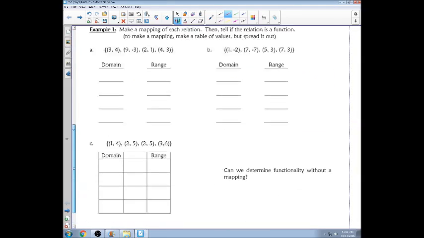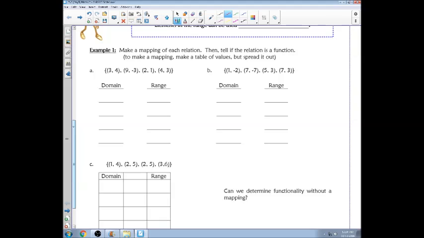All right, make a mapping of each relation, then tell if the relation is a function. To make a mapping, make a table of values, but spread it out. So what we're going to do is take each one of these first numbers and put it underneath the domain. So I'm going to have 3, 9, 2, and 4. Then I'm going to take each one of the second numbers and put it in for the range. So it would be 4, -3, 1, and 3.